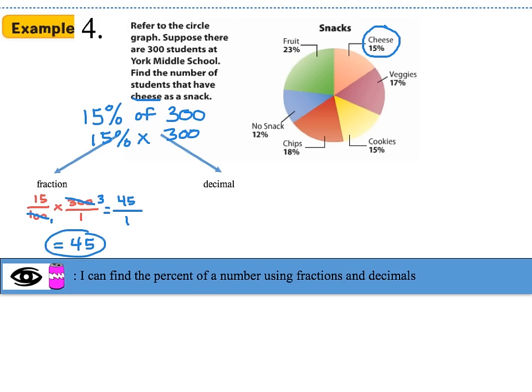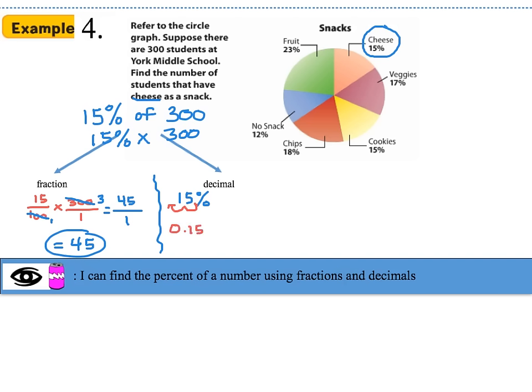Let's solve this problem using decimals now. I can make 15% look like a decimal by placing the decimal behind the 15 and moving it 2 spaces to the left. And the reason why I'm moving it 2 spaces to the left is because the number's getting smaller. When you divide by 100, the numbers get smaller. So my decimal form is 15 hundredths.